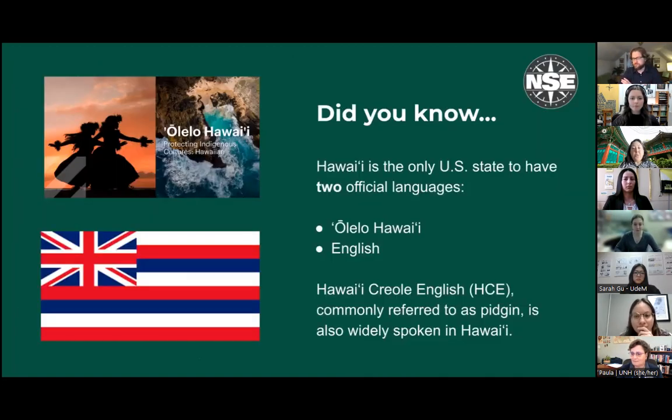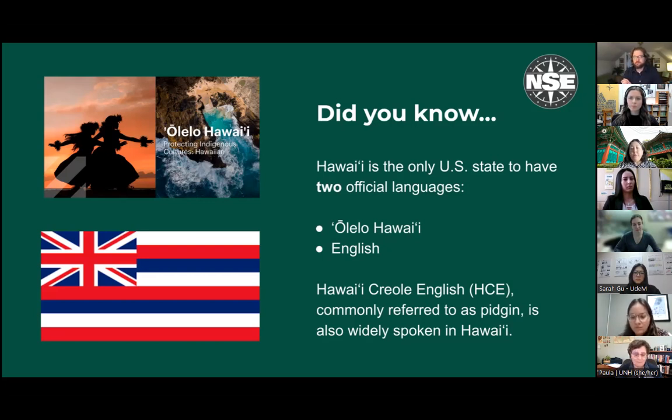you might not know, but Hawaii is the only US state that has 2 official languages. We have Olelo Hawaii and we have English. Also spoken in Hawaii, very common, is Hawaiian Creole English, which is called HCE or is locally known as Pidgin. It is not one of the official state languages, but you will commonly hear it here. But our 2 official languages are Olelo Hawaii and English.